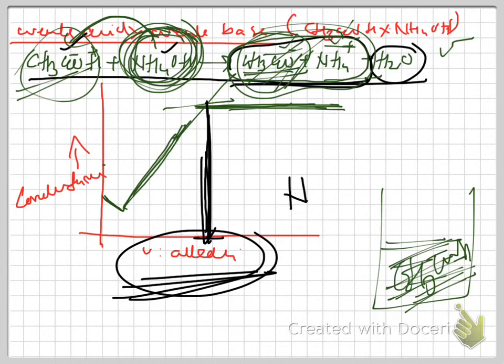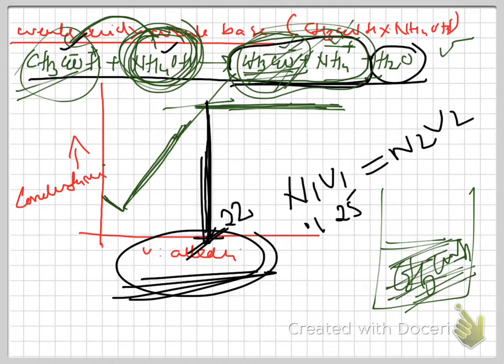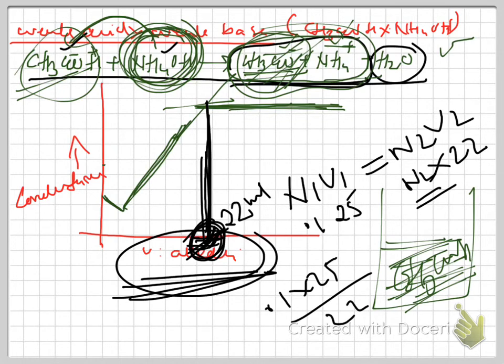We have N1V1 equal to N2V2. 0.1 molar acetic acid we initially collected is 25 ml, and to that we have added 22 ml of ammonium hydroxide. Here you have 22 at this point. That 22 you have to put here. Then you will get N2: 0.1 into 25 divided by 22. That is the normality of ammonium hydroxide. From that you can calculate the mass of ammonium hydroxide in a given volume.